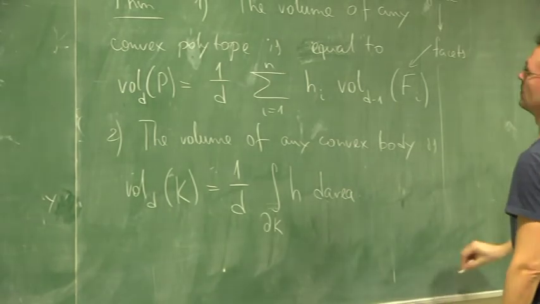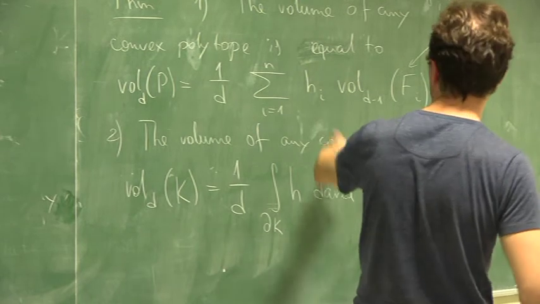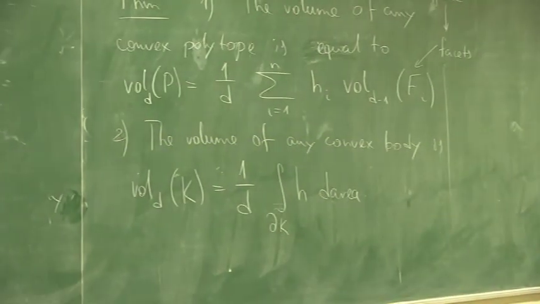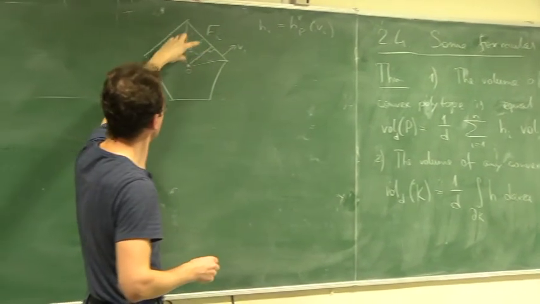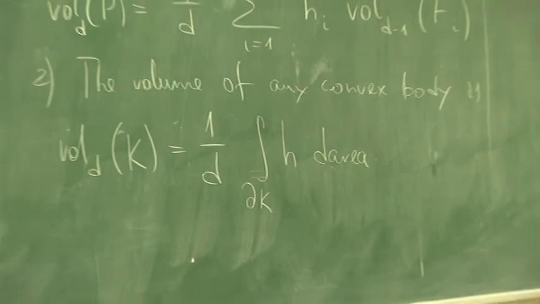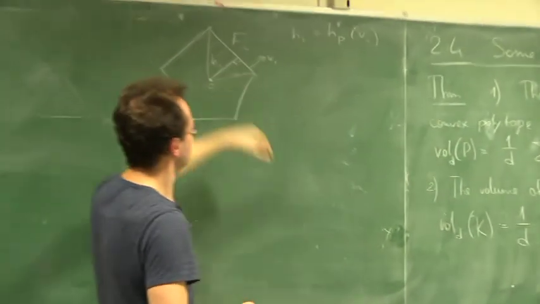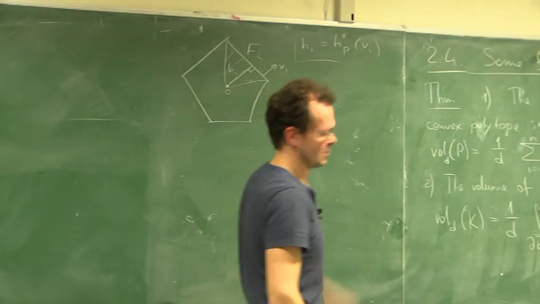Then in the formula, h_i is explained by this picture. This is the support function, the value of the support function on the normal to the face. It's just the distance from the origin to the plane spanned by the face. Well, somehow that's again the definition, but one has to explain what v_i is.